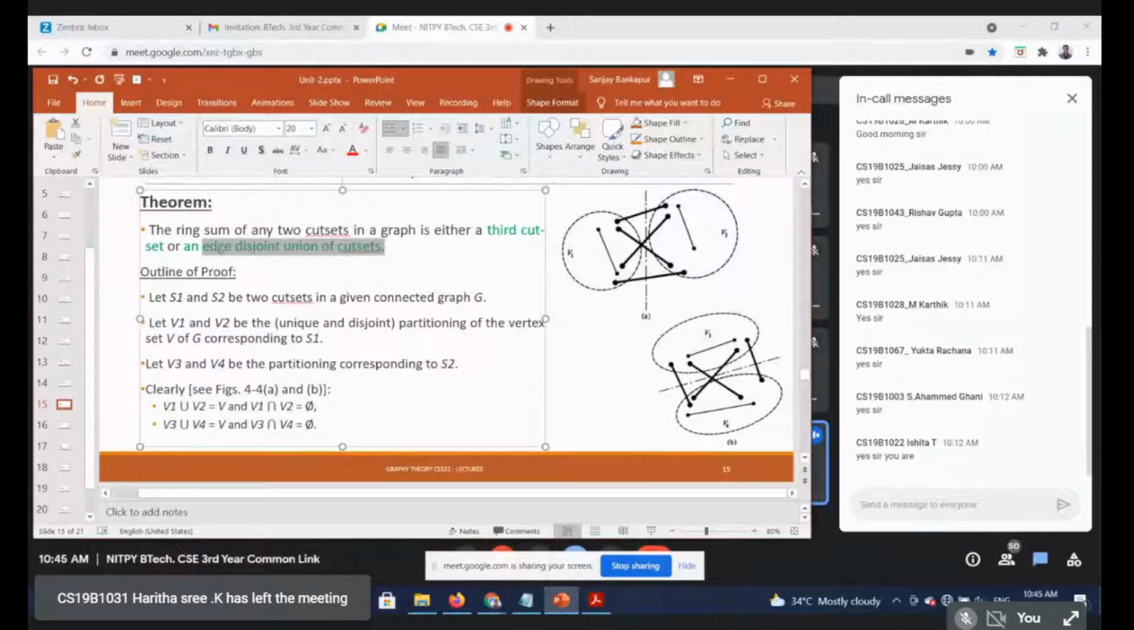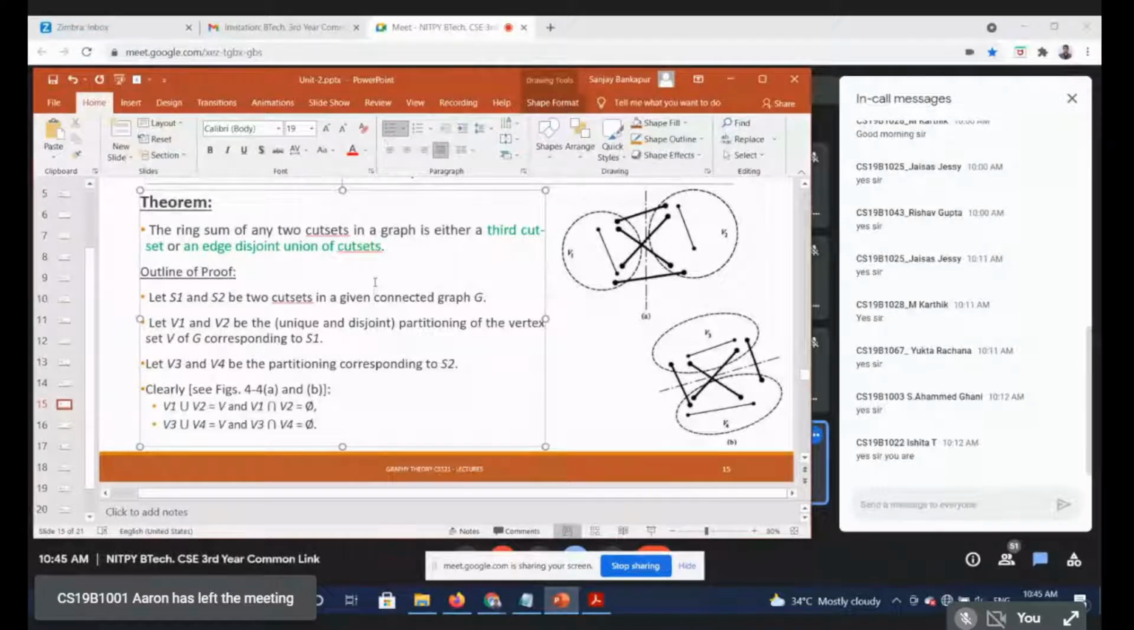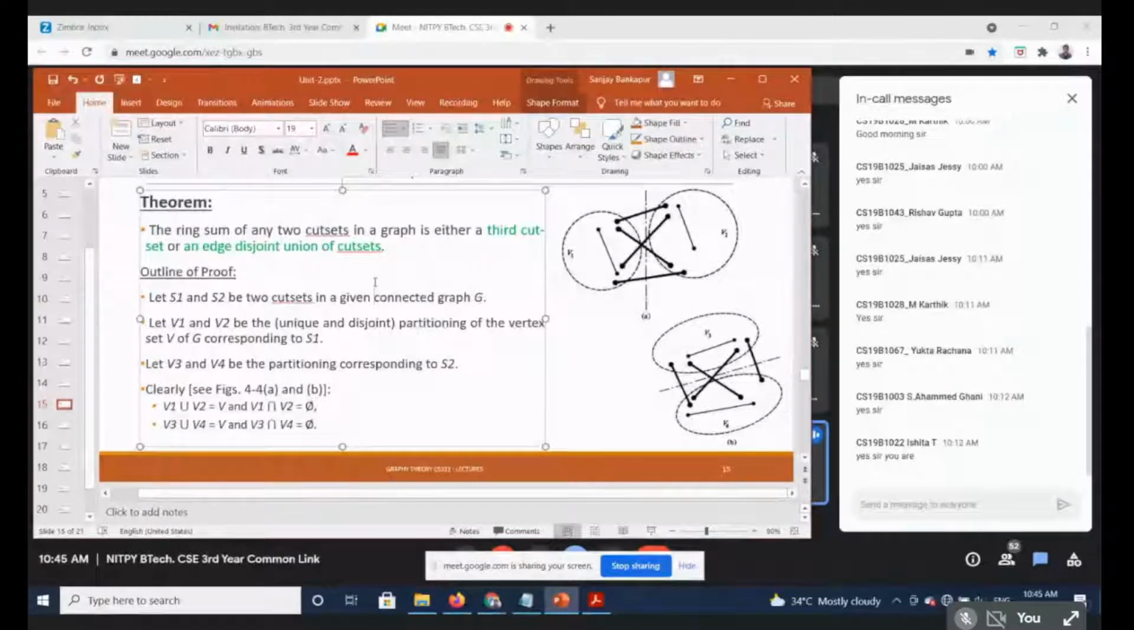This will give more clarity in upcoming slides, but this is the theorem. As of now, we'll see that if I do ring sum operations on two cut sets, will I get a third cut set? Because I already have two cut sets. By doing that ring sum operation, definitely there will be a set of edges I will be getting as an output. It's an operation on edges, so definitely the output will be a set itself. It's an edge set. So will that edge set again be a cut set or not?